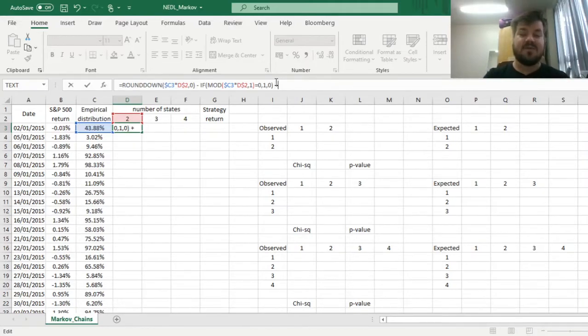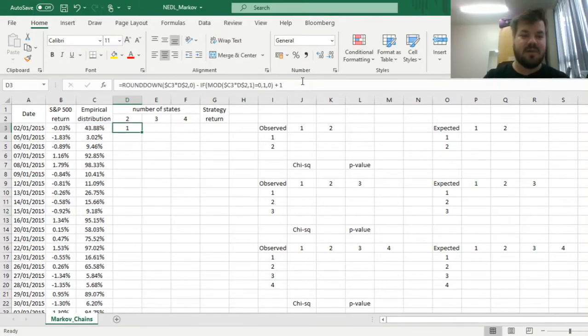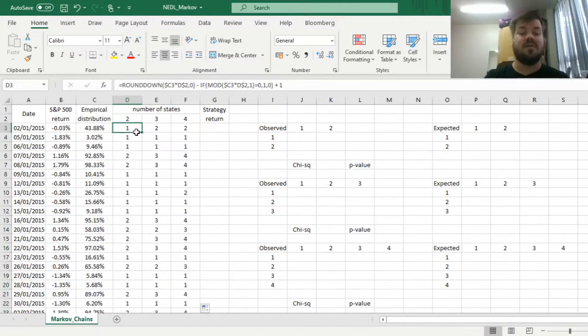And finally we have to add 1 so that our state IDs are natural numbers, so starting with 1, not starting from 0. So that's just a technical complication here that is easily accounted for by just adding 1 to the formula. So we can enforce this formula, drag it across the total number of states, and double-click the bottom right corner all the way down for all of our observations.